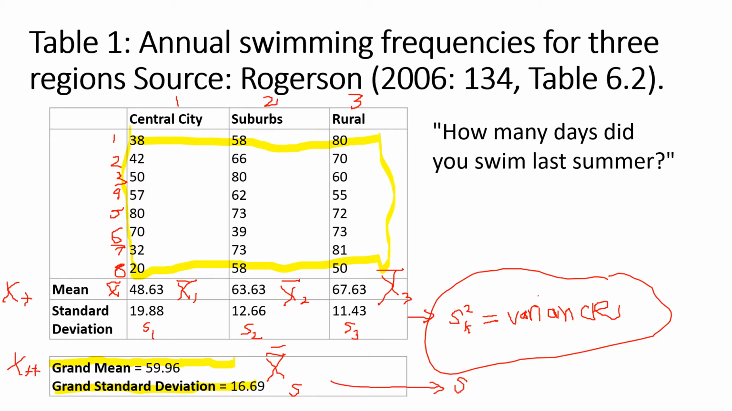And this one, S squared by itself, is going to be, oh, that's the wrong one. Hold on. This is his notation for the grand standard deviation. Okay. And in earlier weeks, we learned how to calculate all this stuff.